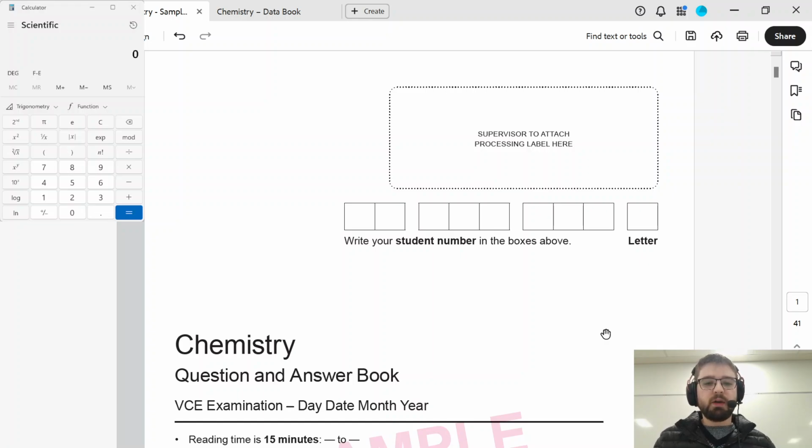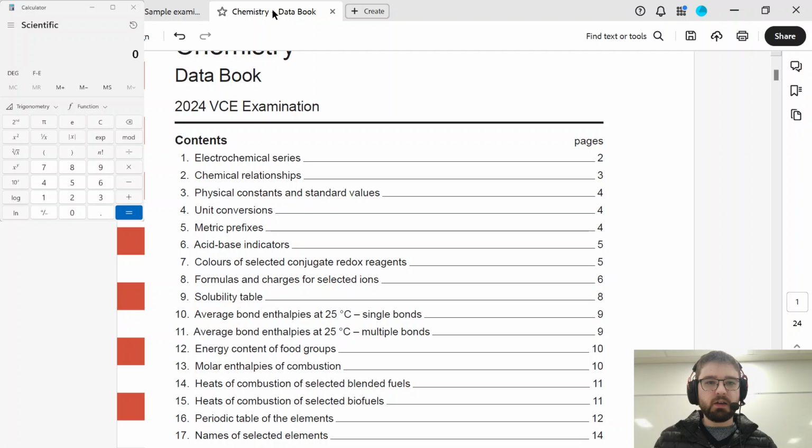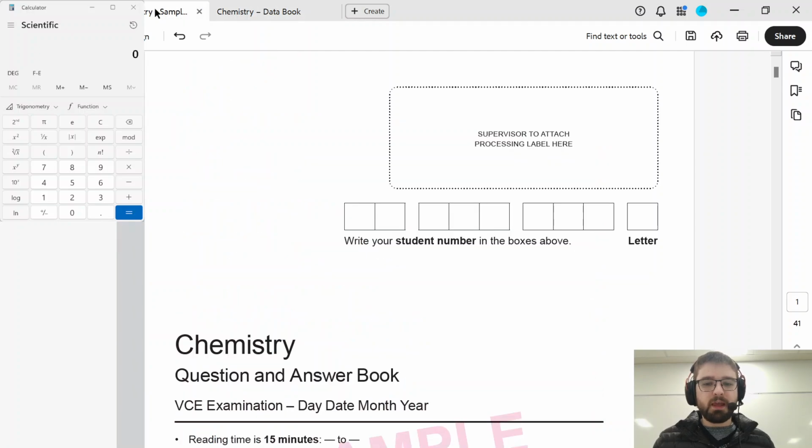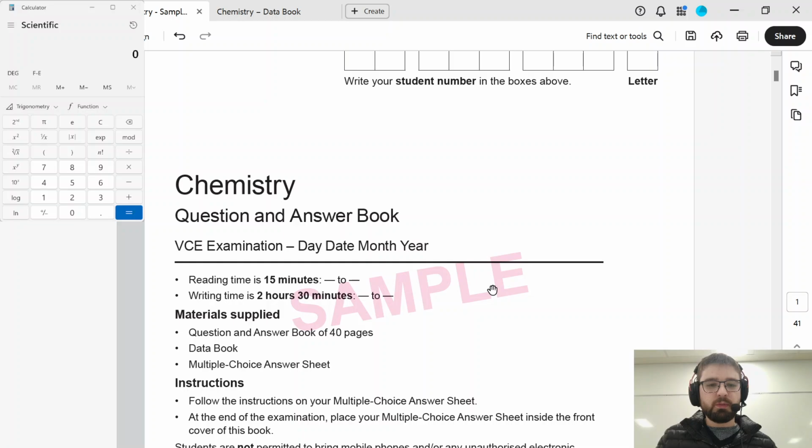So I've got the question answer book here. I've got my data book here, and I have a calculator set up on the side that hopefully you can see for the quantitative questions. So we've got 15 minutes reading time. For the reading time, my usual strategy is that I look through the multiple choice ones, and I'm going to have a go at the qualitative ones.